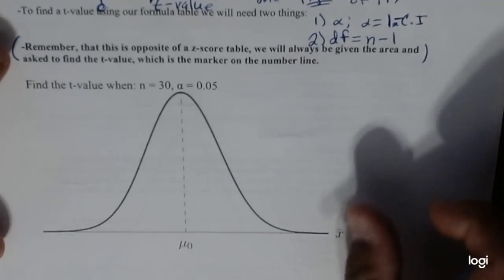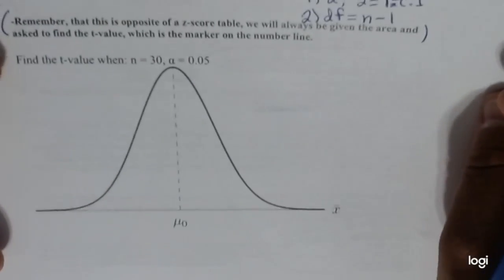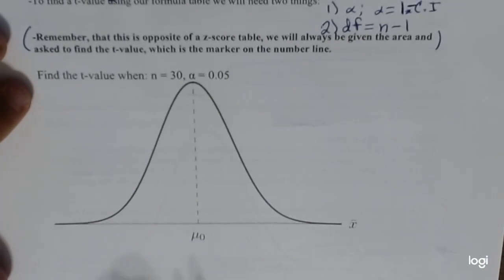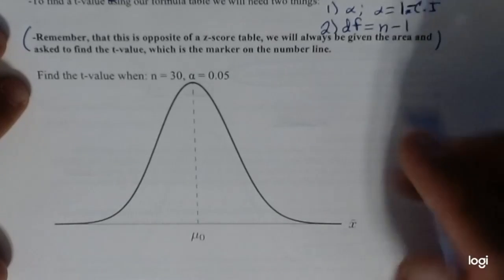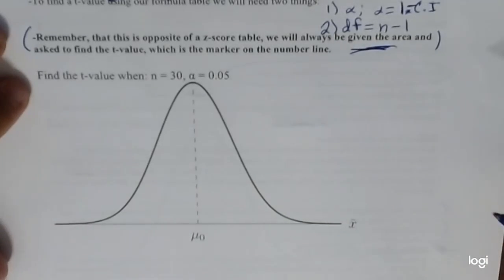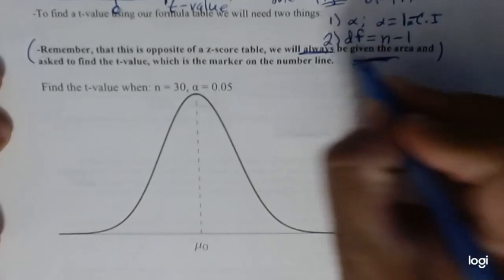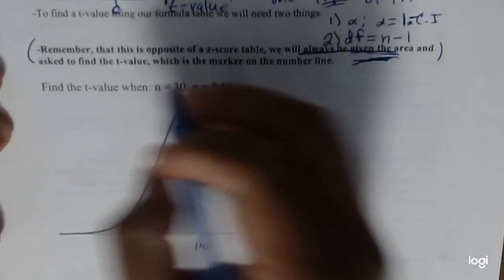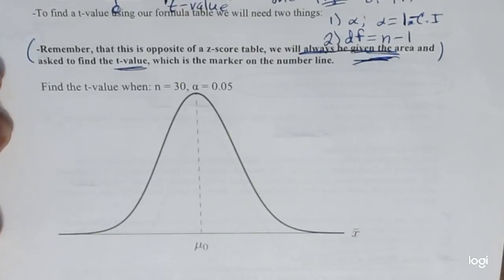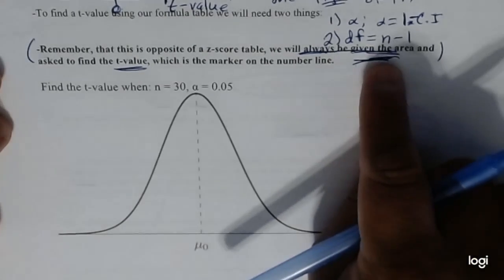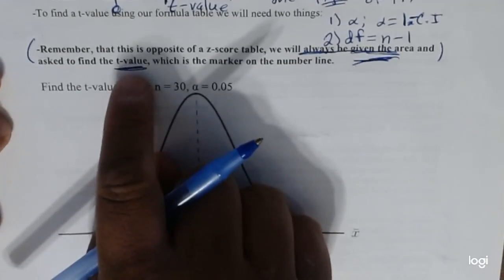Now, also one of the major things is when you find a z-score, I gave you the z-score, or someone gives you the z-score, and you can find the area. Now, this is very interesting. You're actually going the opposite direction when it comes to t-value. You will always be given the area, and you'll always be asked to find the t-value. Okay, that's the interesting part.